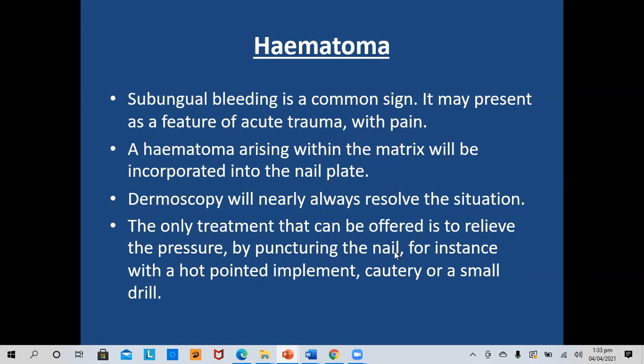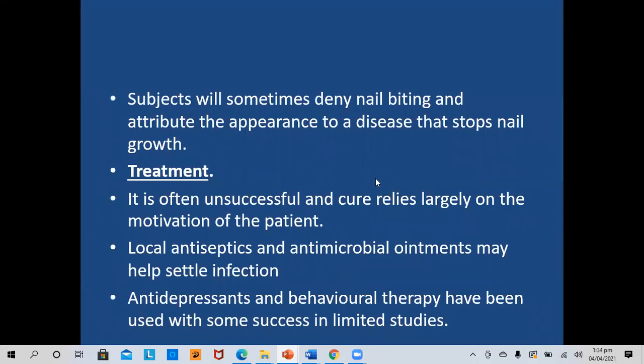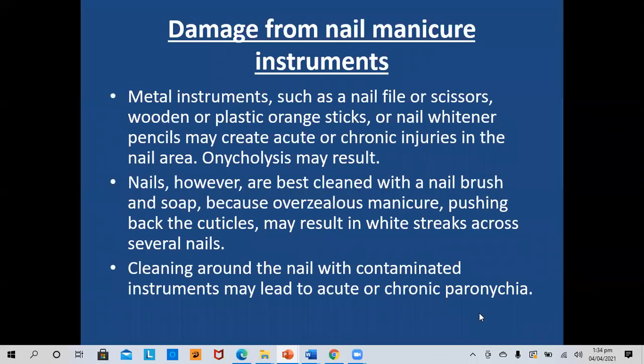Treatment is only to relieve the pressure by puncturing the nail with a hot pointed cautery or a small electric drill. Nail biting is a common habit in which the nail plate is regularly destroyed by biting. The changes are subsequently because of the repeated trauma. Fingers are commonly affected. Nails are short with up to 50% of the nail bed exposed. Surface changes include splitting of the nail into layers or a sandpaper effect, and the nail may acquire brown longitudinal streaks. Treatment is usually unsuccessful, and mainly psychotherapy is required. Cure relies largely on the motivation of the patient. Local antiseptic and antimicrobial ointment may settle the infection, and sometimes antidepressants and behavioral therapy are required.